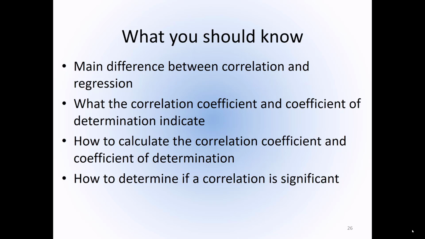So this brings us to the end of the videos for correlation. Some important things that you should know are the main differences between correlation and regression, and we'll be covering regression in the next set of videos. What the correlation coefficient and coefficient of determination indicate, the strength of association and how much variance is explained by that association of those two variables, how to calculate the correlation coefficient and coefficient of determination, R and R squared, and then how to determine if a correlation is significant.